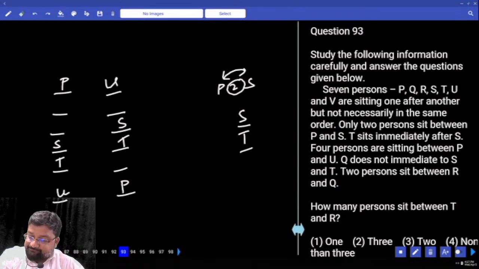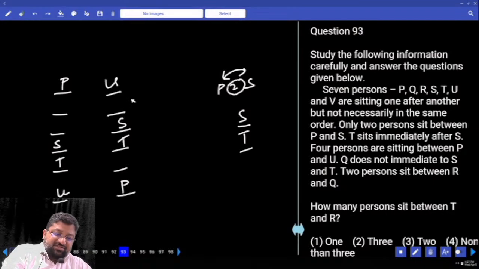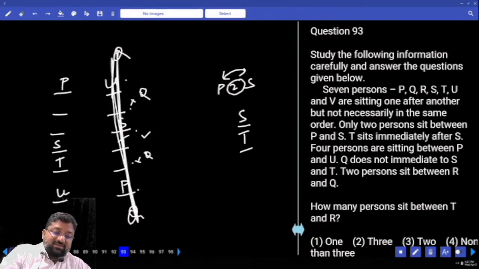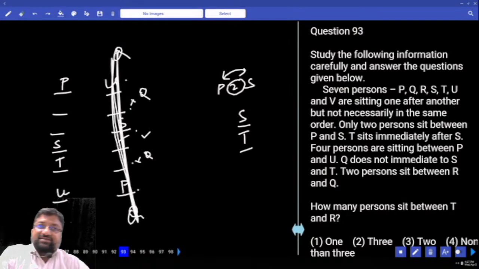Next, this is not Q, this is not Q. If this is Q, 1 to R, not possible. So this here is a failure case.